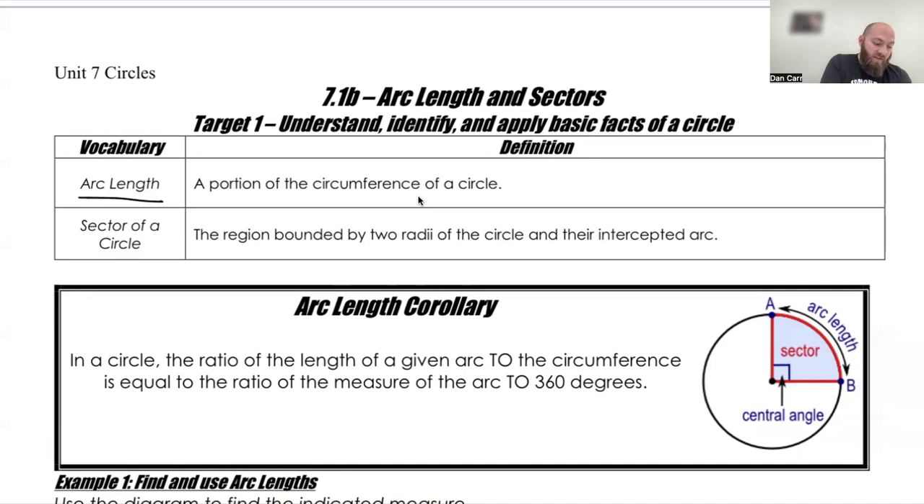First of all, arc length is a portion of the circumference of a circle. Meaning if I have a circle, we're just going to be looking for something like this: how far does it go from here to here, as an example?